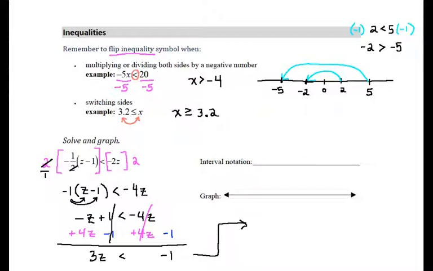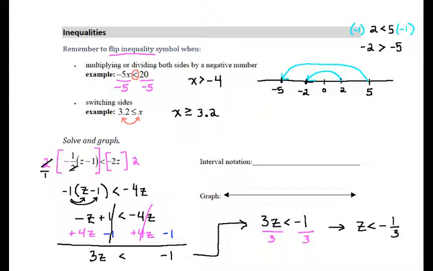In my very last step, I'm going to divide both sides by positive 3. Because I'm dividing by a positive 3, I do not flip the inequality symbol. And I end up with z is less than negative 1/3. If I were to solve this in a slightly different way, I might have had to flip the inequality symbol once or twice along the way, but I should still end up with the same answer no matter what decisions I made.